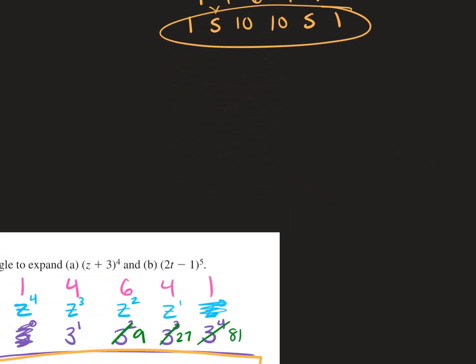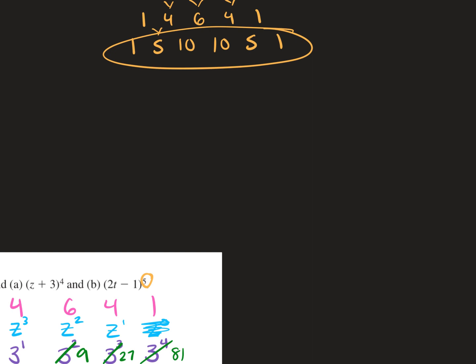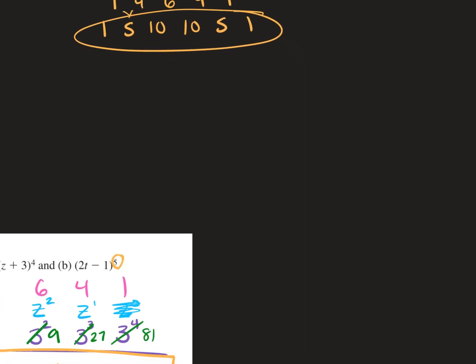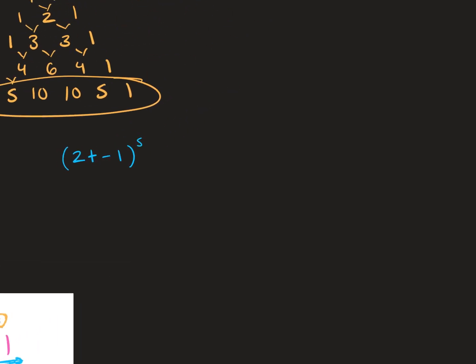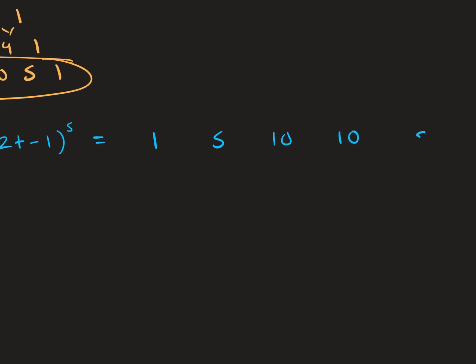Well, the next question's asking for what exponent? 5. So we're using which row? The fifth one. So I'm going to write it over here so we have a lot of space. 2t minus 1 to the fifth power. So the coefficients I'm going to use are 1, 5, 10, 10, 5, and 1.